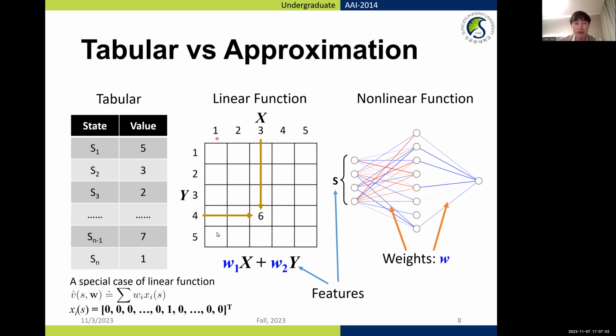Previously we have the tabular method, and we can also use a linear function. As an example, we use grid-like x, y coordinates to represent the state value. We use a linear combination of x and y with weights w1 and w2 to represent the value of the state. These x and y are considered the features for this particular problem. But we can also have a nonlinear function to estimate the state values, or to do the prediction, to choose an action.